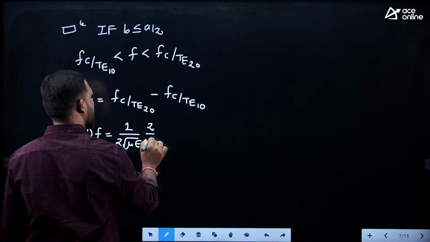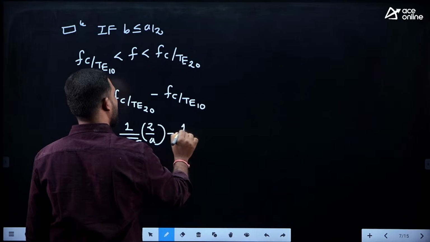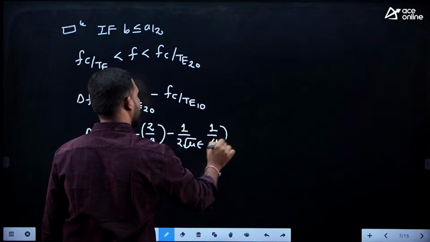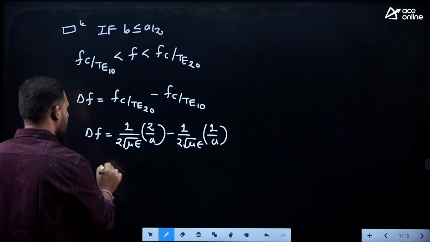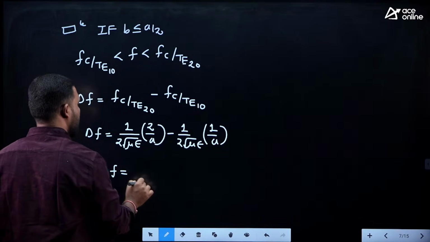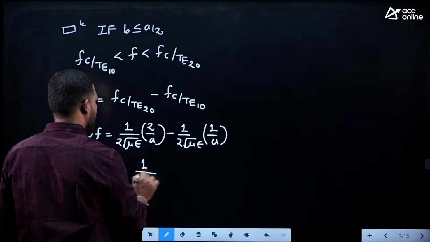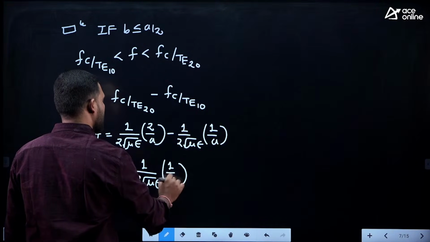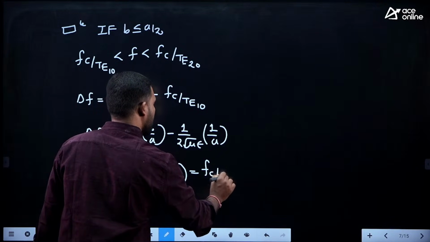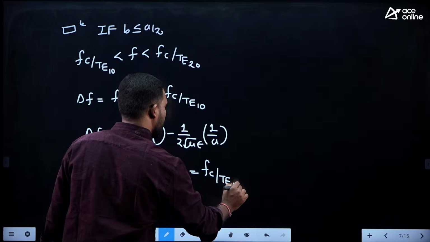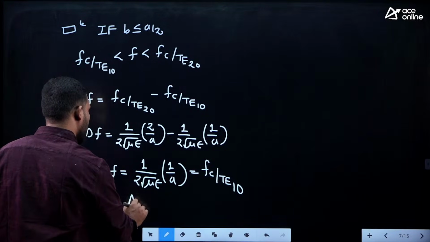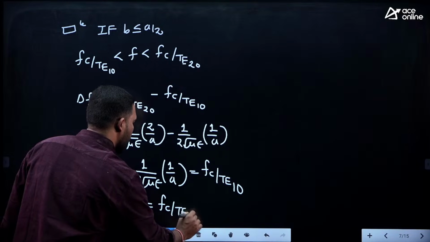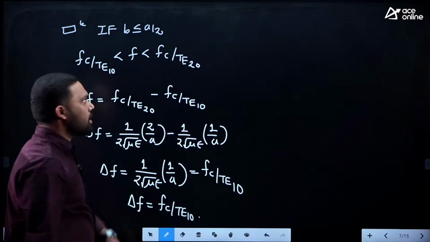Mu epsilon is equal to 2 by A. 1 minus 2 square root of mu epsilon, it is 1 by A. Okay. So delta F is equal to 1 divided by 2 square root of mu epsilon, it is 1 by A. This is nothing but FC TE10. That means dominant region width is equal to the cutoff frequency of the dominant mode. This is for the rectangular waveguide.